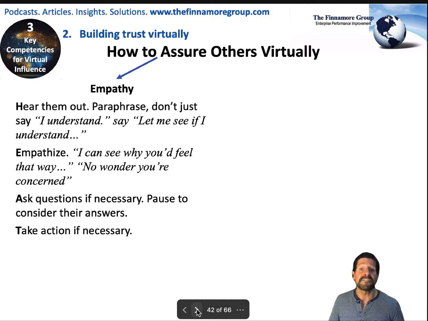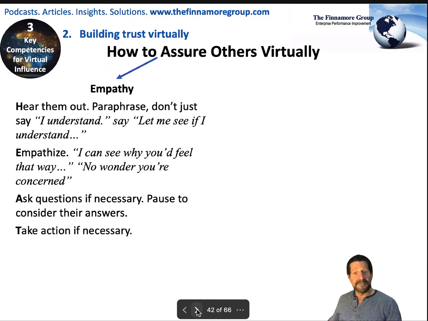Then you actually empathize and they say, well, yes, that's right. And you say, I can see why you'd feel that way. Or no wonder you're concerned. You're right, this is an issue. I'm glad you brought this up. You're right, it is important. This is how to show true empathy. Hearing them out and empathizing are the two skills missing for a lot of people.